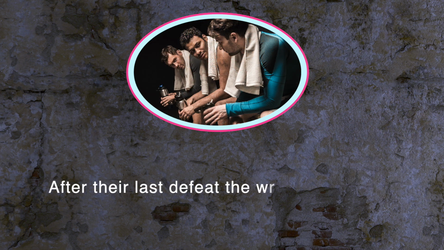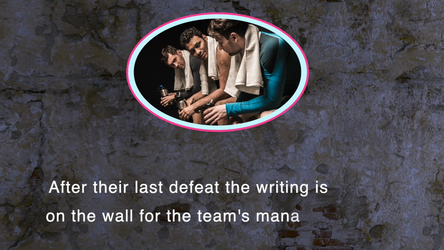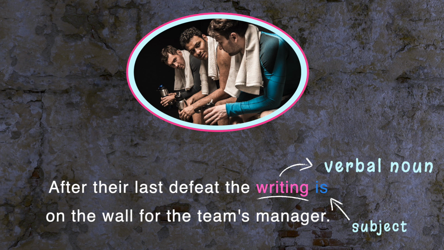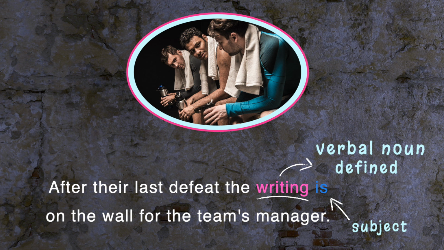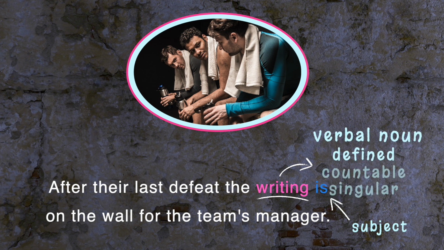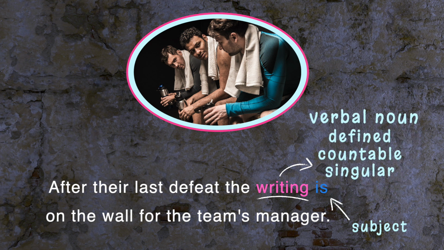However, if we say, after their last defeat, "The writing is on the wall for the team's manager." In this idiomatic expression, "writing" is a verbal noun. It forms the subject of the verb "is." It is defined because it is the specific writing on the specific wall predicting this specific team manager's future. It is countable and singular, and therefore takes a definite article "the."